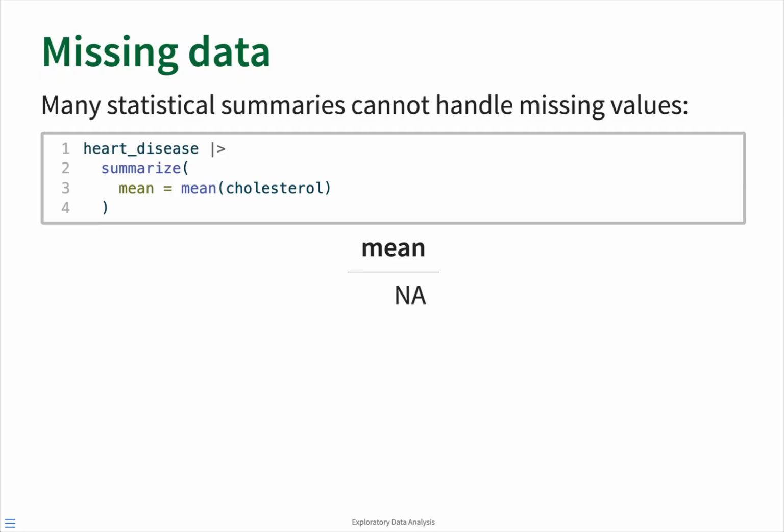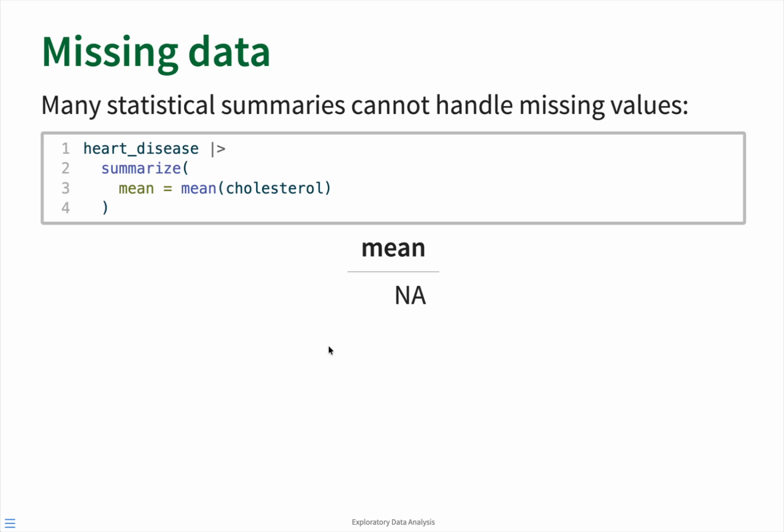Now, one problem can happen when we have missing data in a column. In a data frame, missing data is typically recorded using this value called NA. And if there's even a single NA in a column, like there is in the cholesterol column, then the output of a lot of summary statistic functions will also be an NA.